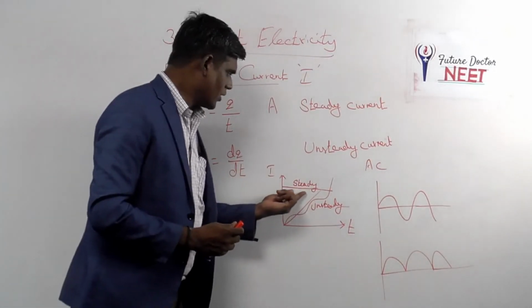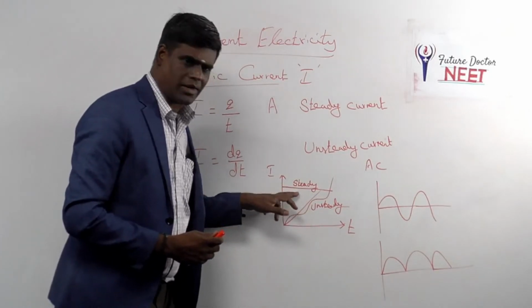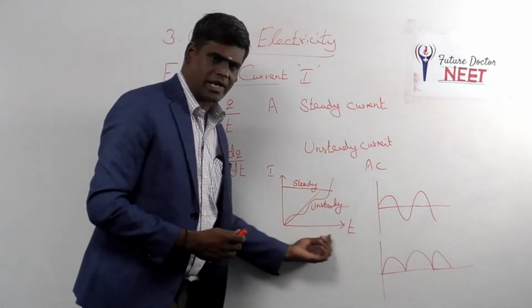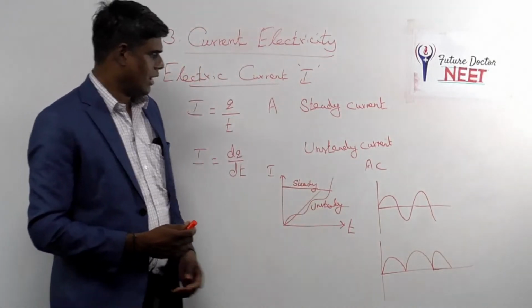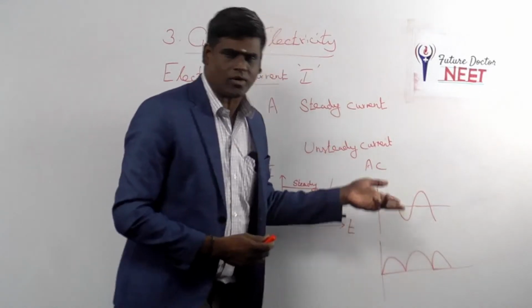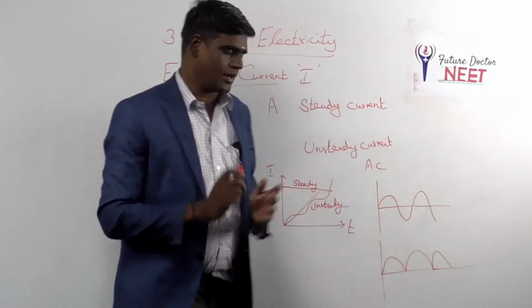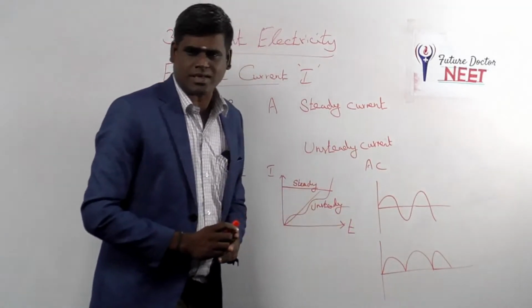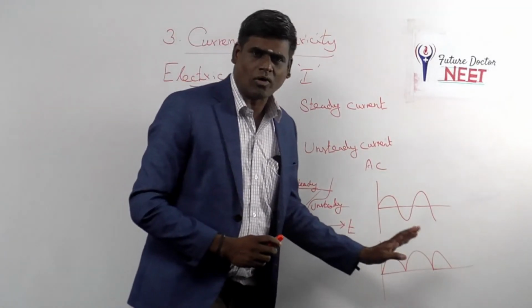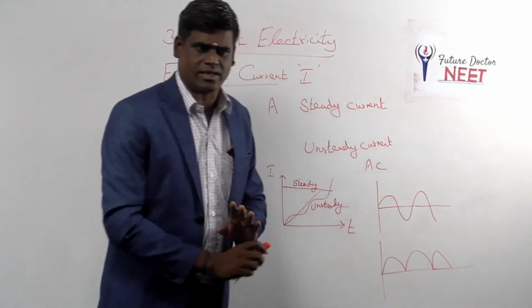And this curve gives steady current. Current is constant with time. When time changes, current remains constant. In unsteady current, when time changes, current also changes. And in alternating current, when time changes, the current's magnitude changes and its direction also changes periodically. That is the AC current. For DC, only magnitude changes, direction does not change. That is direct current.